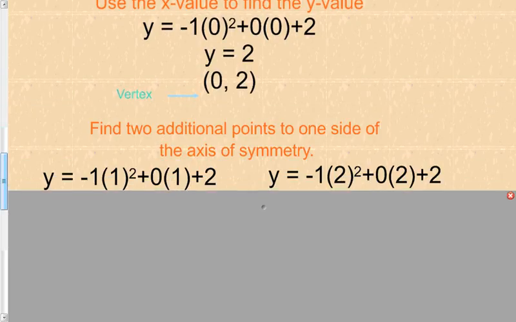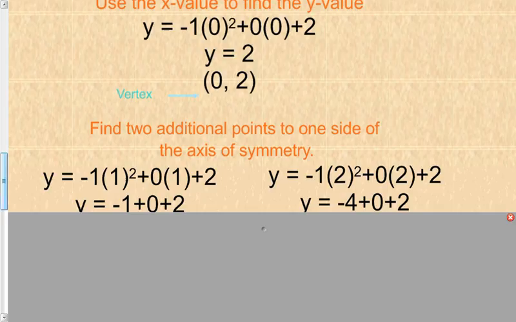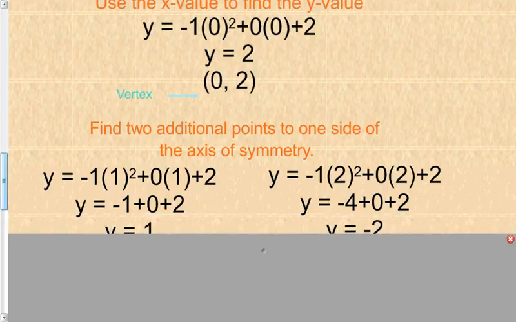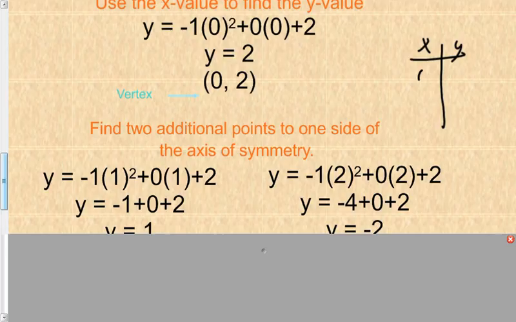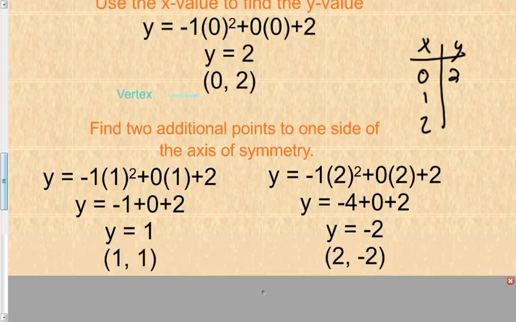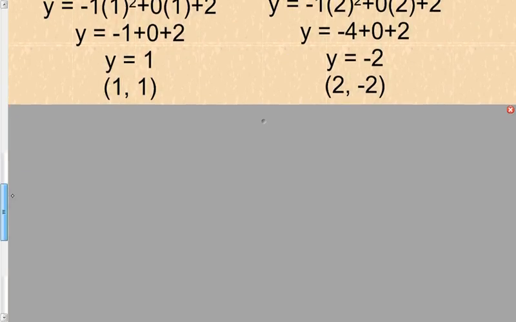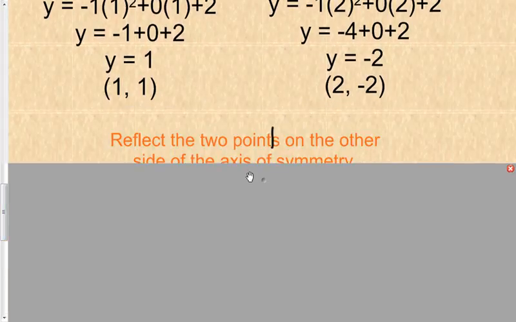We then want to find 2 other points to one side of it. So if we plug in 1 and we plug in 2, so it's almost like, this is what I would say, we're making our T-chart. We got 0, 2. We're also going to find 1 and 2 for the x value. Plug in 1, you get the y value of 1. So our ordered pair would be 1, 1. Plug in 2, you get the y value of -2, and you get 2, -2. So we got 3 points. You graph those 3 points.